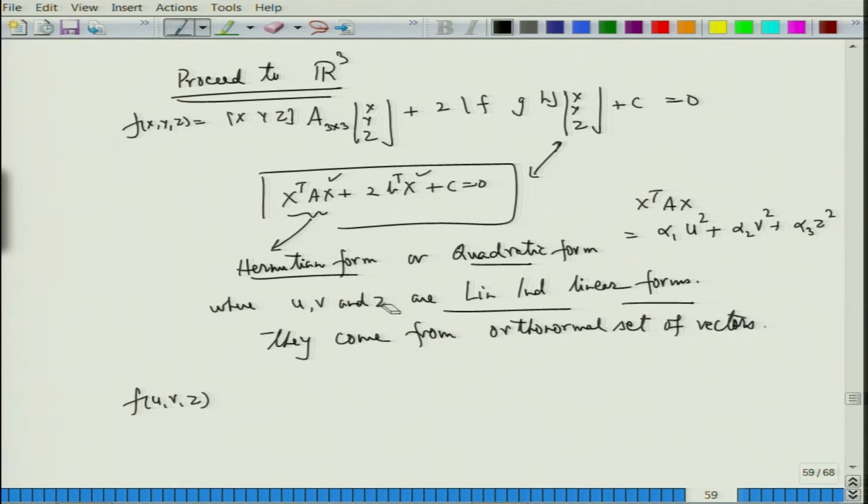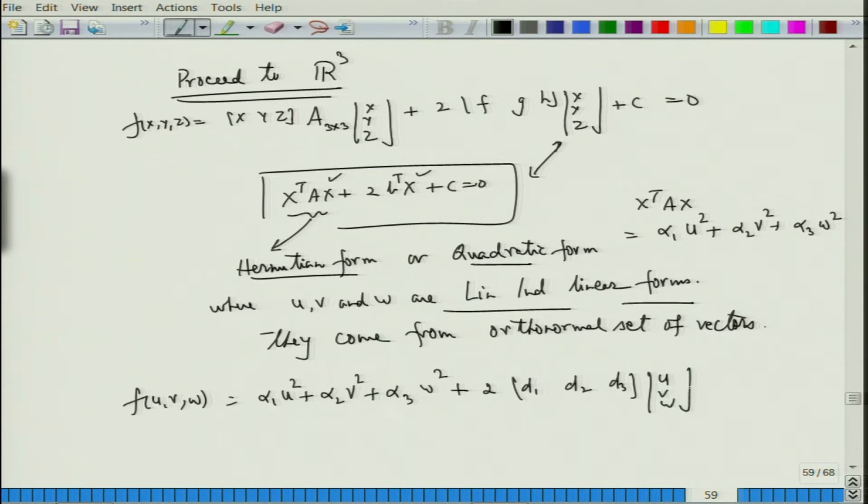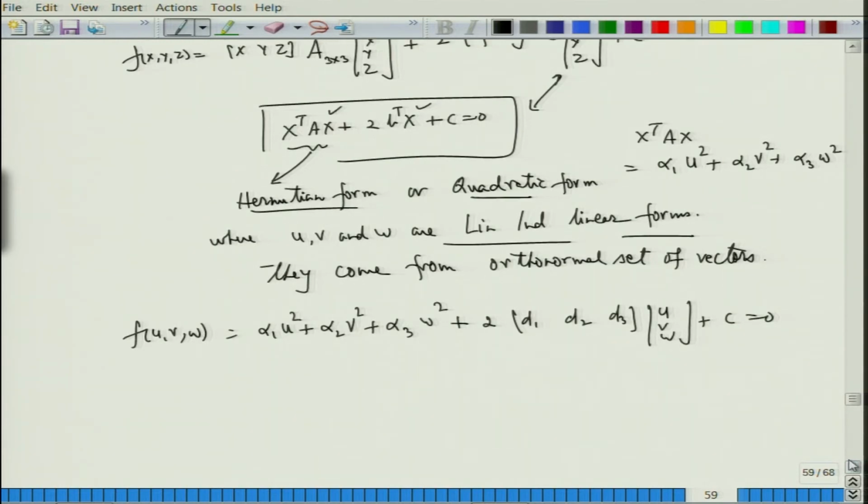So, this z can be confusing. Let me write w here: f of u, v, w as alpha 1 u square plus alpha 2 v square plus alpha 3 w square plus now some 2 times d1, d2, d3 times u, v, w plus a constant c is equal to 0. This is what I will get now. Fine. So, the complicated part, which was x transpose A x, is nicely written like this.